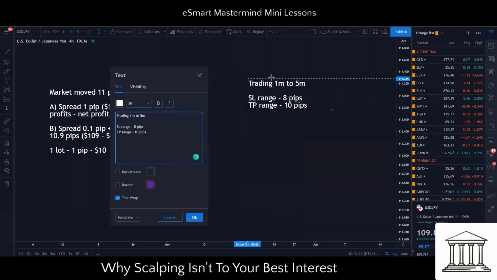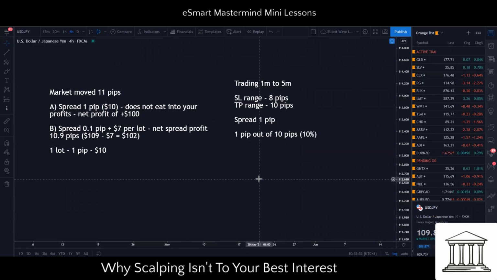Now I want you to see, if that is your setting of most of the trades, and your spread typically is about 1 pip on average, in percentage terms, 1 pip out of 10 pips in your profit is actually 10%. In other words, if you're looking at so small a time frame and looking to profit from it, you're paying the market 10% of your profit because of the spread.